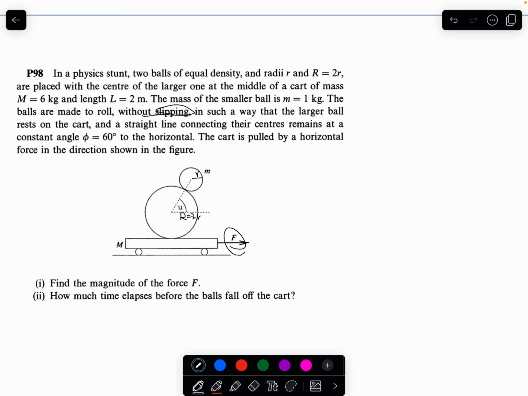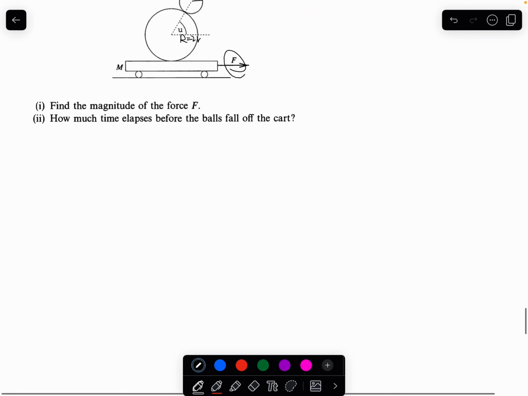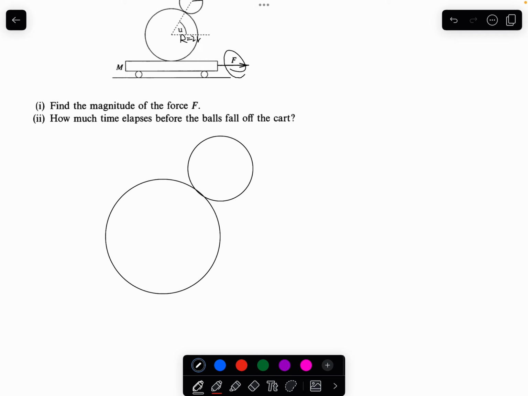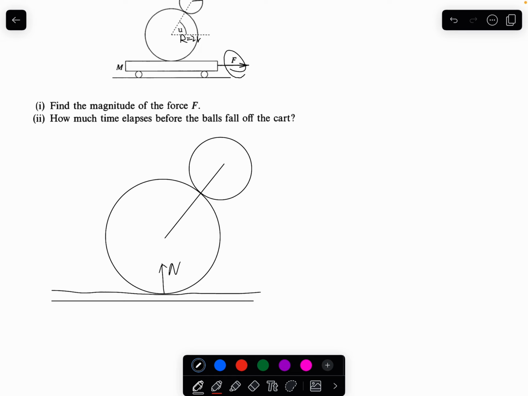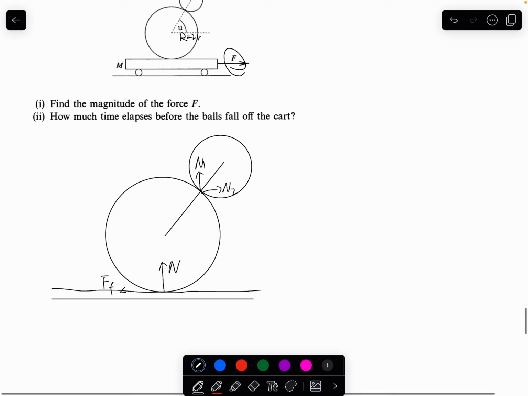So we're going to draw all the forces out. I'm going to draw a bigger scaled circle. It is very clear that here we have a reaction force, and here we have a friction force, and at the contact of the two circles, we will transfer it into two perpendicular normal forces. We have N1 and N2. So now we will set up our equations.